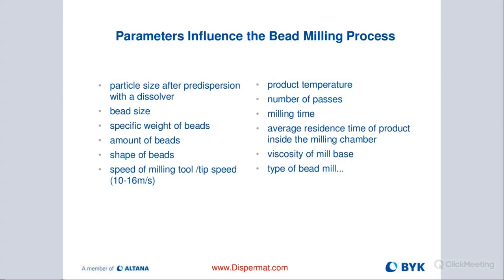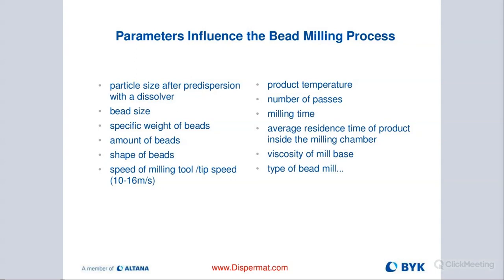These are some of the key parameters that we need to watch out for. First, particle size after our pre-dispersion with the blade. The lowest point is about 10 microns. At that point, we do have to mill. We can be anywhere between 20 and 30 microns, and we can already start to medium mill.